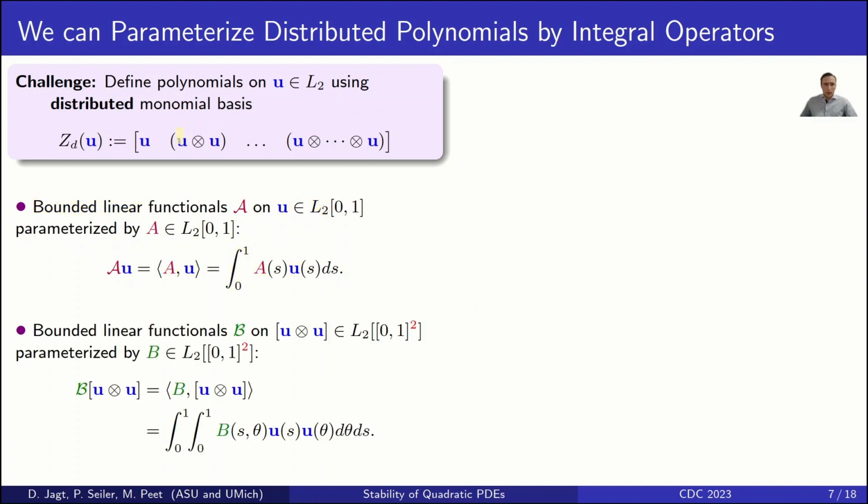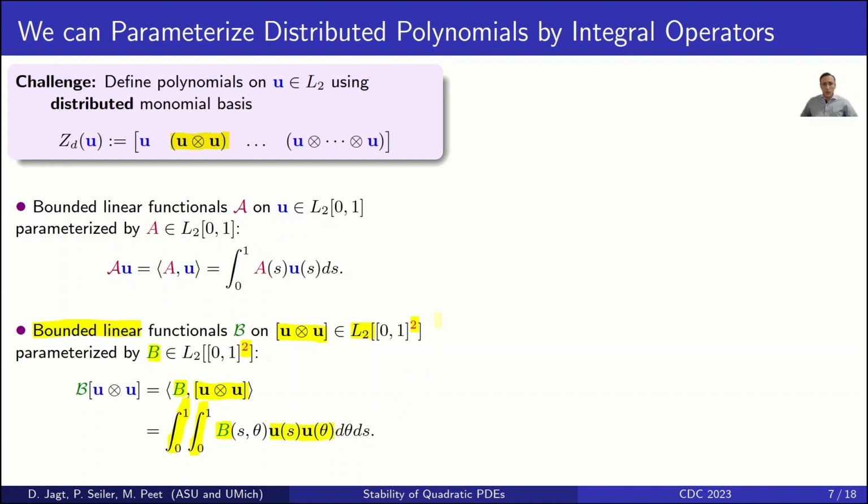Similarly, if we consider our degree 2 monomial, we note that this degree 2 monomial is given by another square integrable function, now in two spatial variables. So then any bounded linear function on this degree 2 monomial can be given as the inner product of the monomial with another square integrable function b, now a function of two spatial variables. And we can represent this operation using a double integral operator with kernel b acting on our distributed monomial of degree 2.